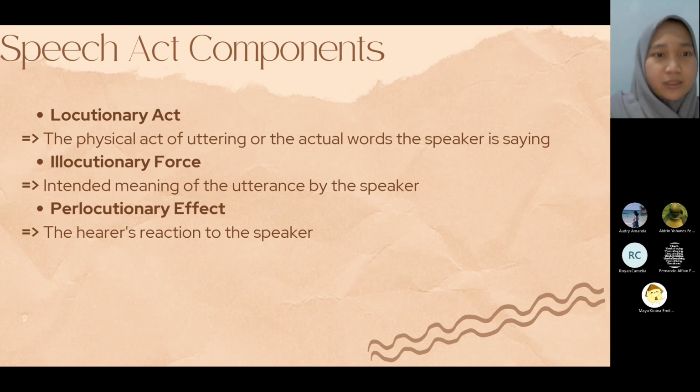The simple example in daily life is when you are greeting your friend with "Hello, how are you?" Your friend might answer with "Hi, I'm fine, thank you." From that simple conversation, it has all of the three speech act components. The locutionary one is "Hello, how are you?" which is your actual words. And then the illocutionary one is greeting your friend, which is your intended meaning. And last, the perlocutionary one is "Hello, I'm fine, thank you," which might be your friend's reaction.